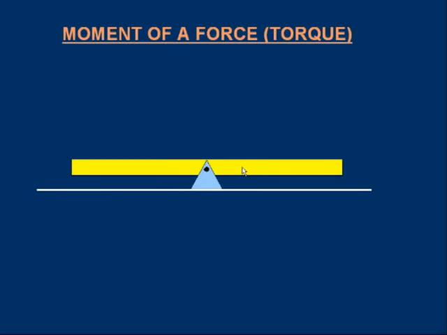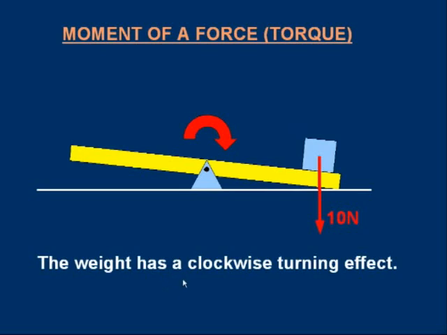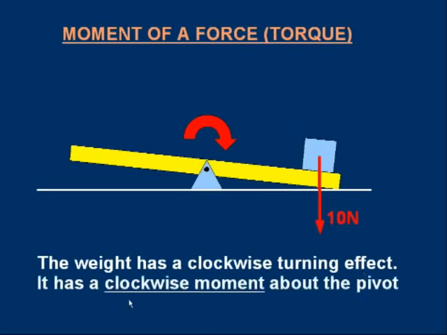Look at this seesaw and just imagine what would happen if we put a 10 Newton weight on the right hand side. Okay? Now, you don't have to be an elite physicist to know that the right hand side will go down. So the seesaw has rotated clockwise because of this force. We can say that the weight has a clockwise turning effect, or using a familiar language, we can say that the force has a clockwise moment about the pivot.